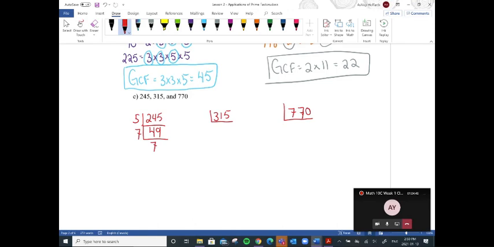315 also ends in a 5, so I'm going to use 5. So 315 divided by 5 leaves us with 63. Now with 63 you can use 3, or you can use 7. 7 will come out of there as well, which leaves you with 9. And 9 I can only divide 3 from, and that will leave me with 3.